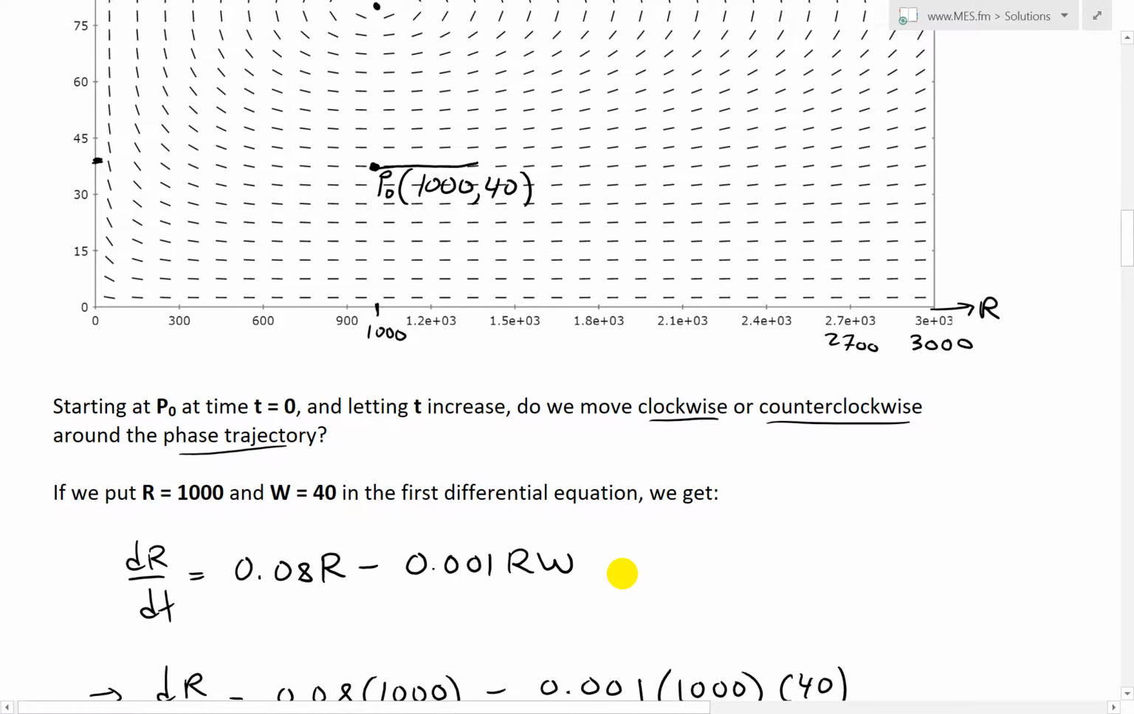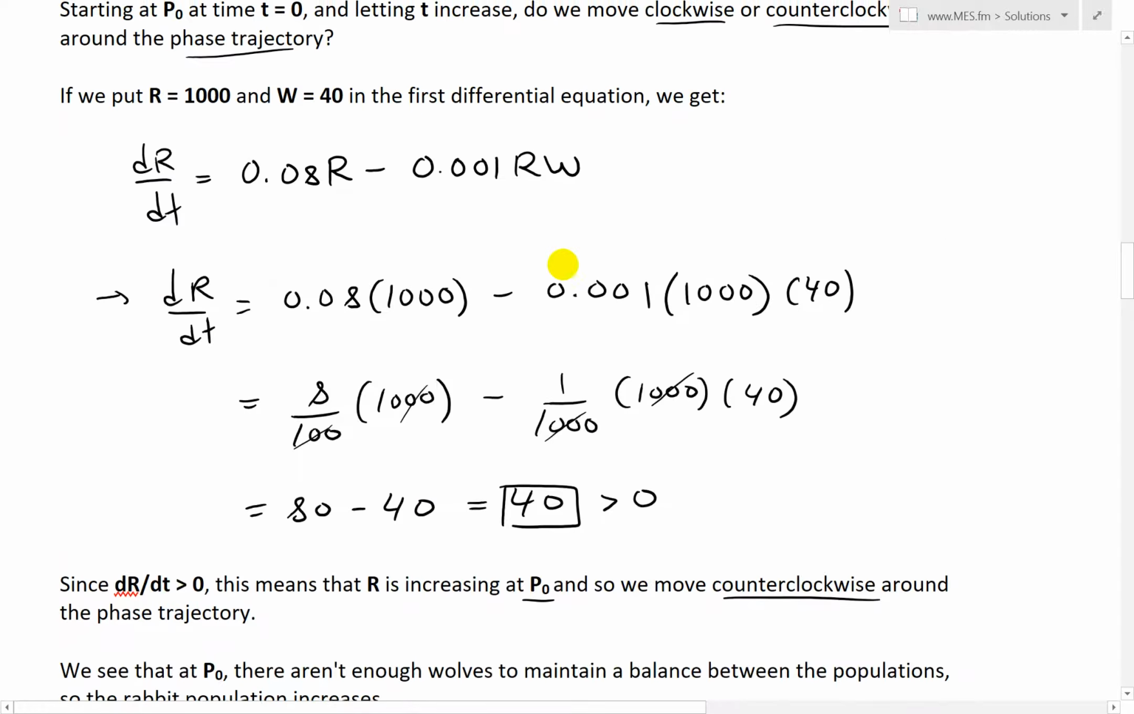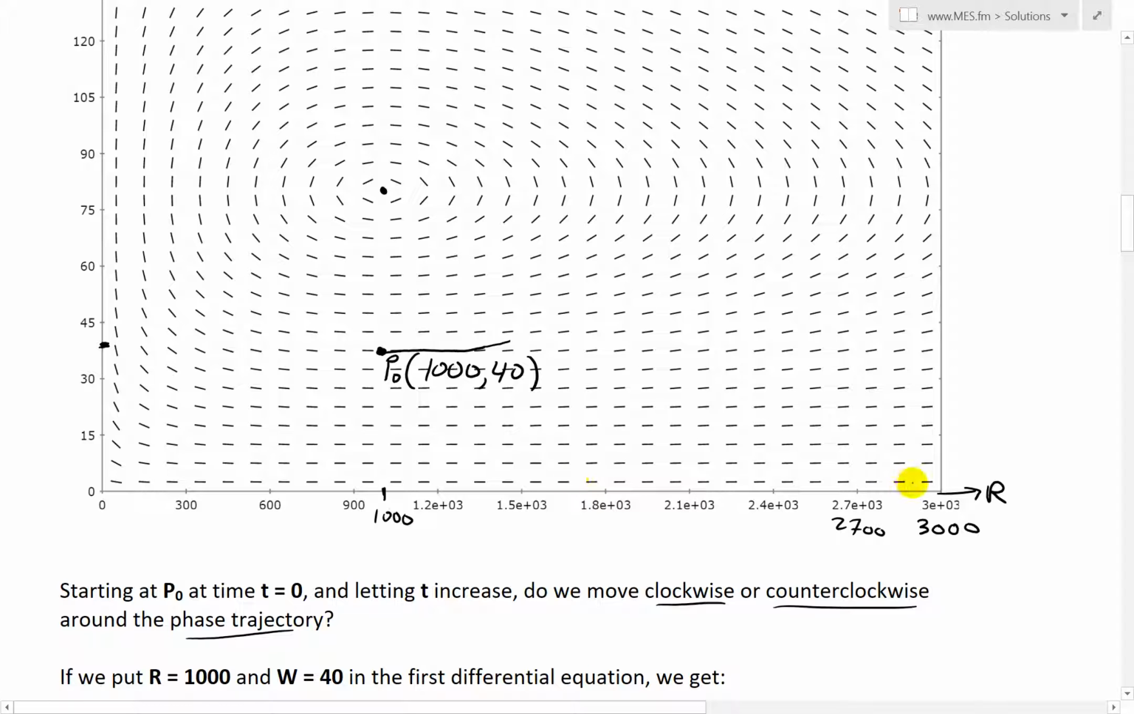The next thing I have, so that results in more wolves, and eventually there'll be so many wolves that the rabbits have a hard time avoiding them. Because again, when you increase rabbits, you're obviously going to increase the amount of wolves because they can eat more rabbits and reproduce. So then the number of rabbits begins to decline. And this is at P1, where we estimate that R reaches its maximum population of rabbits of about 2,800. That's what my calculus book writes, and the graph goes all the way roughly up to this 2,800 mark. So you follow along this curve.